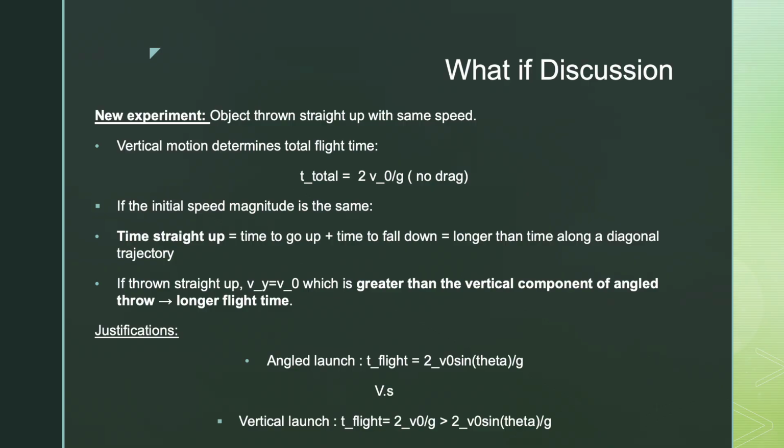A new experiment that can be done is an object being thrown straight up with the same speed. If the vertical motion determines the total flight time, then the initial speed magnitude is the same. The time straight up equals the time to go up plus the time to fall down, which is longer than the time along a diagonal trajectory. When thrown straight up, it is greater than the vertical component of an angled throw, which will lead to a longer flight time.